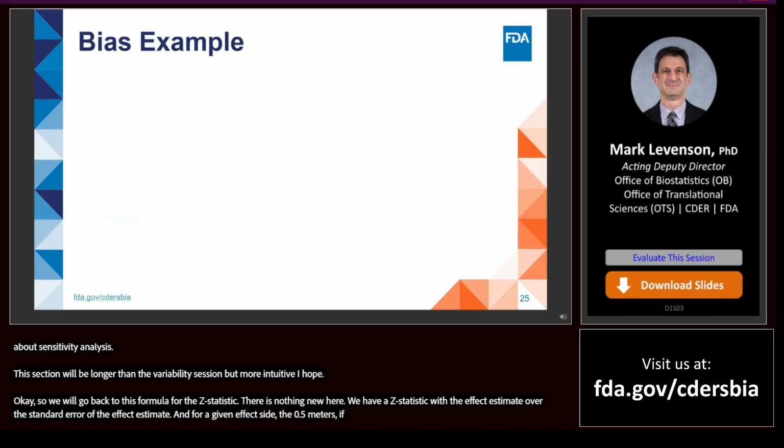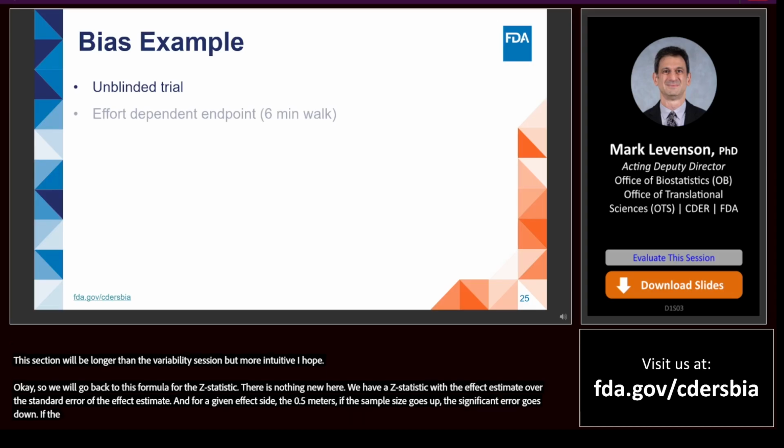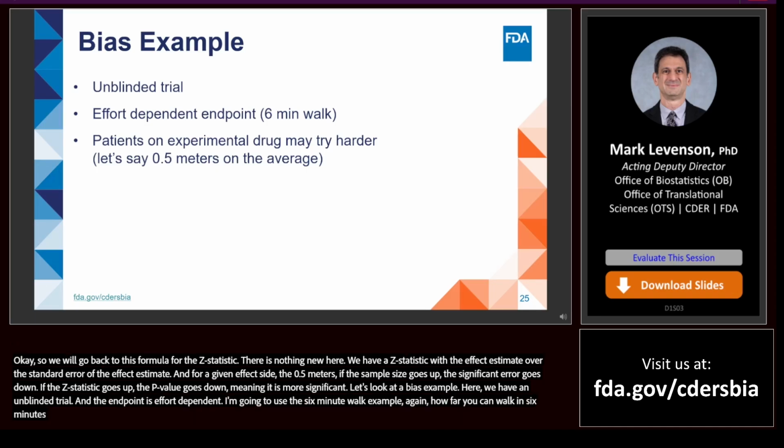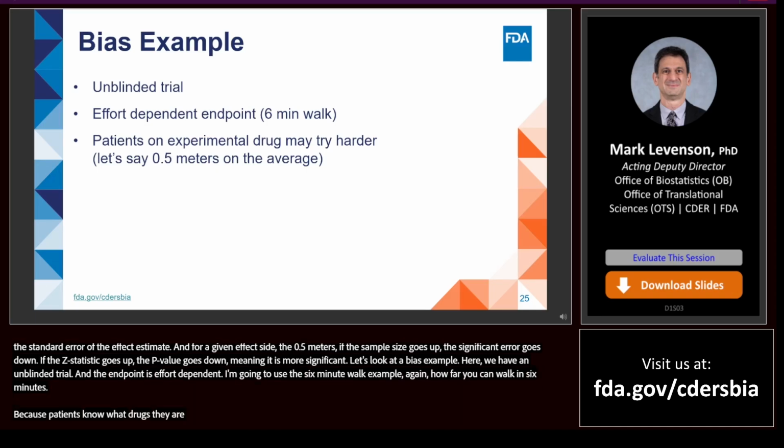Let's look at a bias example. Here we have an unblinded trial, and the endpoint is effort dependent. I'm going to use the 6-minute walk example again, how far you can walk in 6 minutes. Because patients know what drug they're on, whether they're on the experimental drug or the control, patients on the experimental drug may try harder. This may not be a conscious bias. This may be more of an expectation bias. They think they're on some novel therapy, so they're going to be doing better.